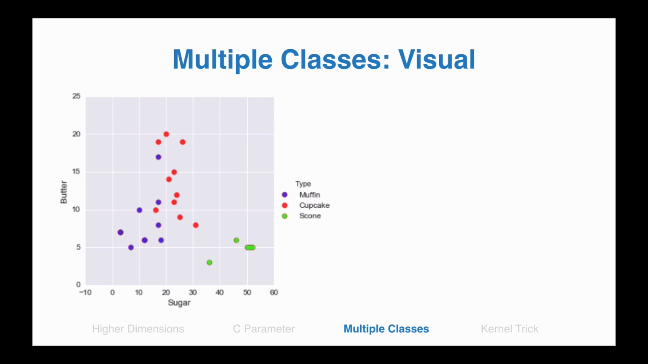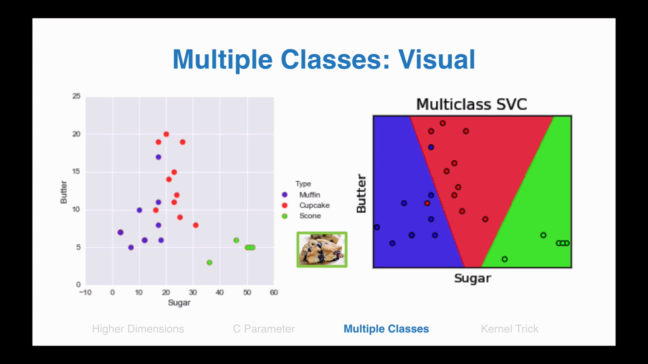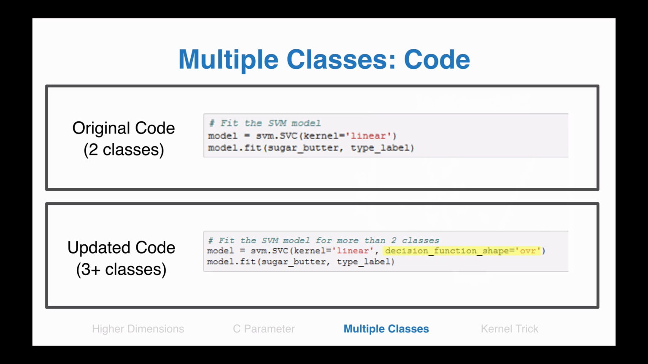All right, let's also talk about multiple classes. One cool thing about SVMs is that it doesn't just classify 2 classes, it's also able to classify more than 2 classes. In this case, I've added some green dots here, and these are your scones. This is what a scone looks like for those that don't know. With SVMs, you can classify your data into 3 different groups here. On the left we have our muffins, in red we have our cupcakes, and on the right we have our green scones.